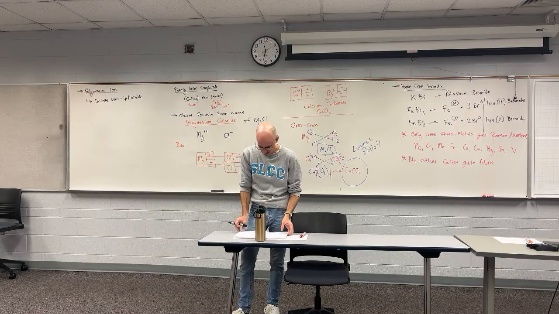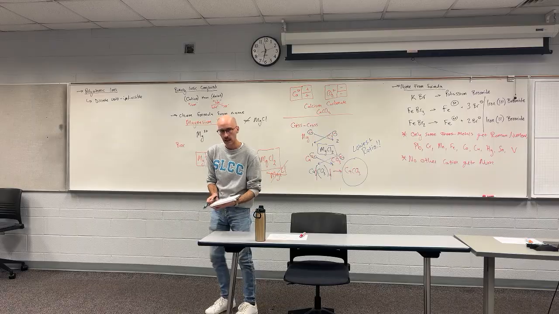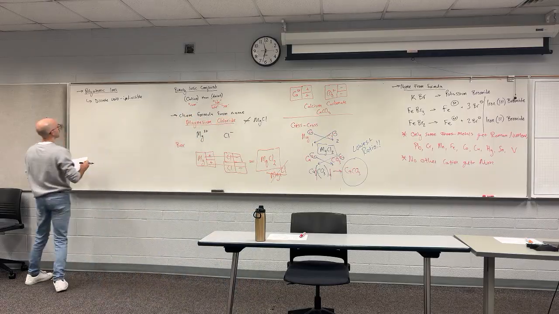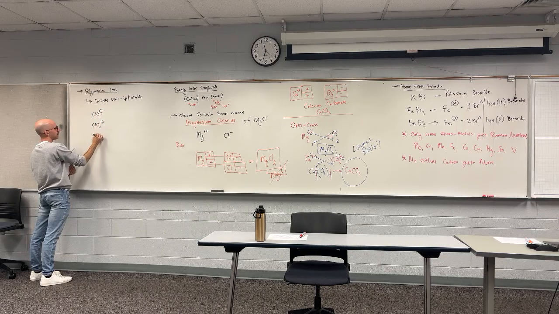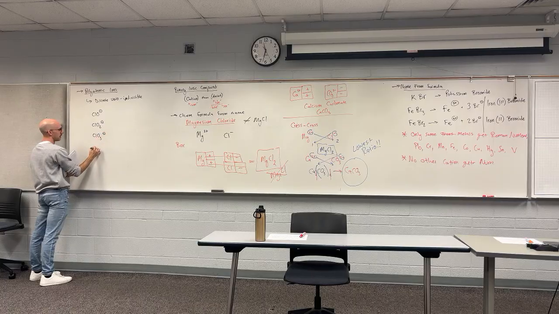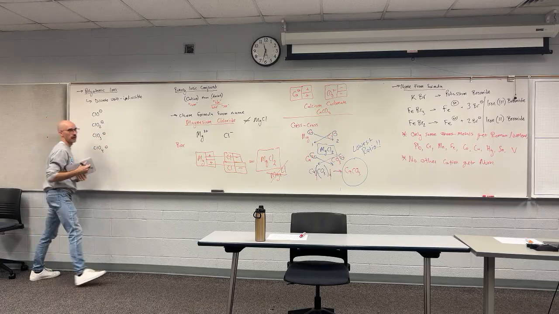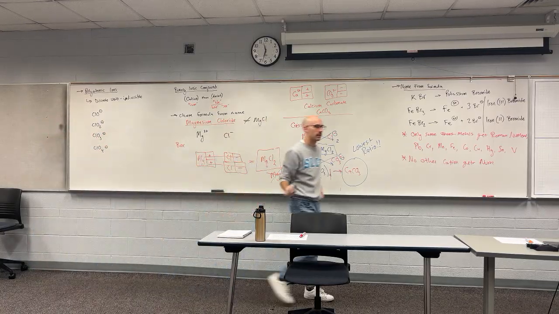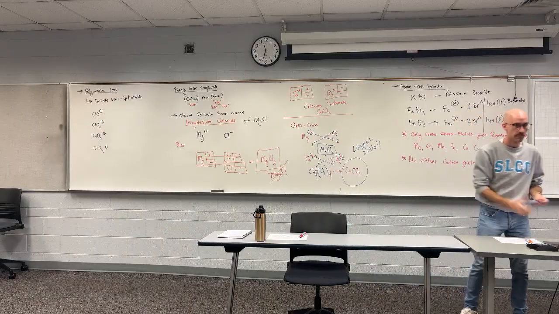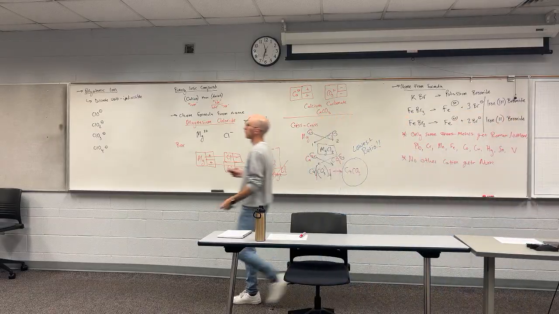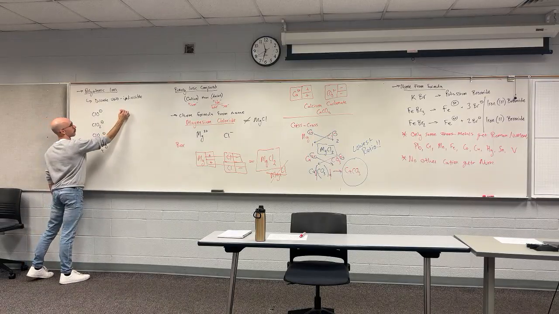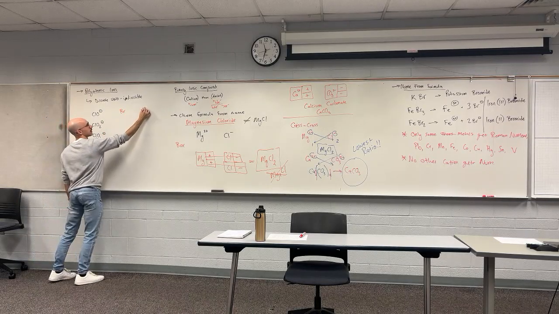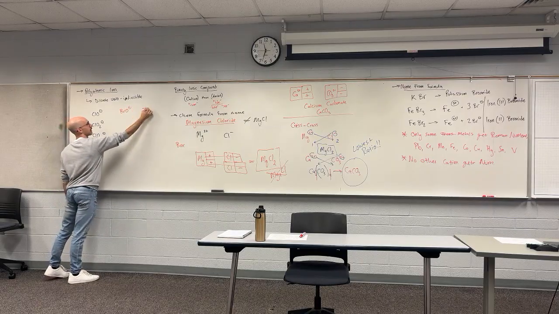There are families in these, like the chlorate family. ClO minus, ClO2 minus, ClO3 minus, ClO4 minus. And there's a similar family for the bromates and the iodates as well.